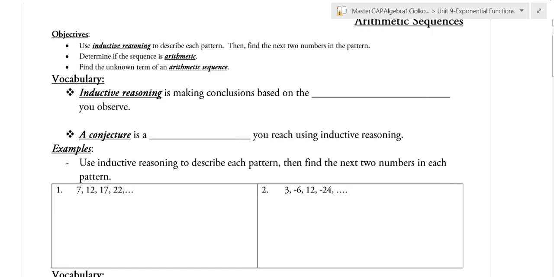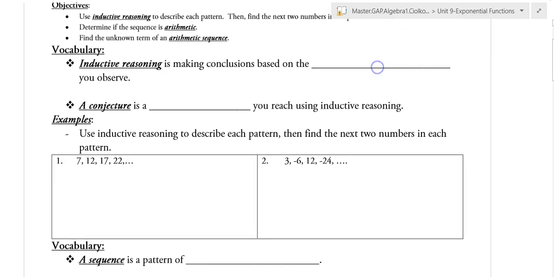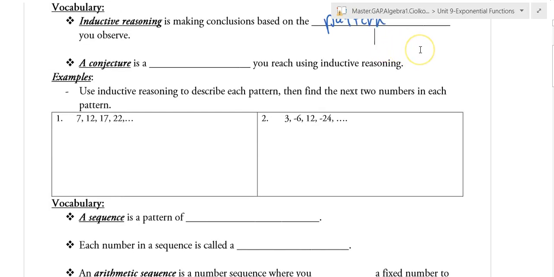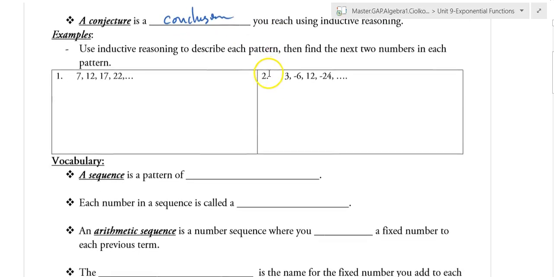Kind of a vocabulary term here, so inductive reasoning is like a pattern. It's kind of the way we're thinking things through. Next, we're going to decide if it's arithmetic, and then we're going to find an unknown term of this sequence. So inductive reasoning is making conclusions based on the pattern you observe. So what's happening each time? A conjecture is a conclusion or an idea you reach using inductive reasoning.